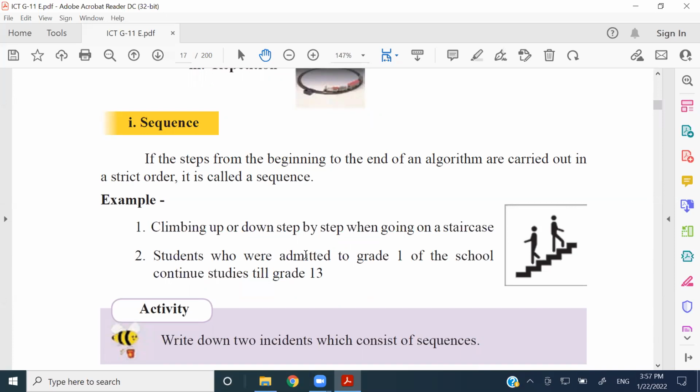Right? So as the explanation said, if the steps from the beginning to end of an algorithm are carried out in a strict order, it is called a sequence. So if you can remember in the envelope, the letter creating part, we had only sequence. We had things which need to be done one after the other.